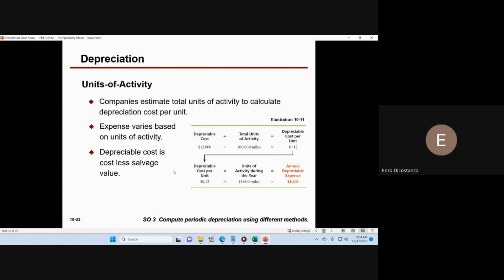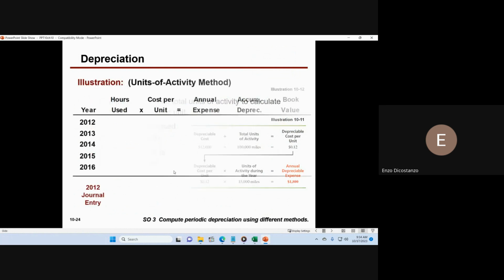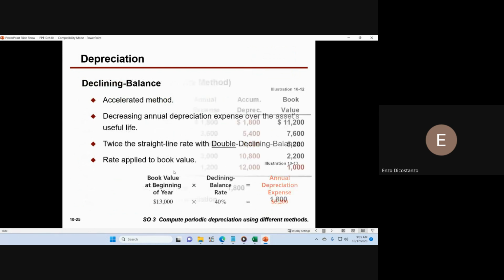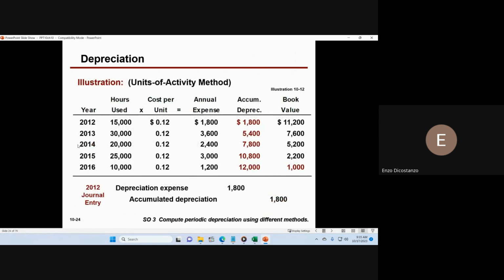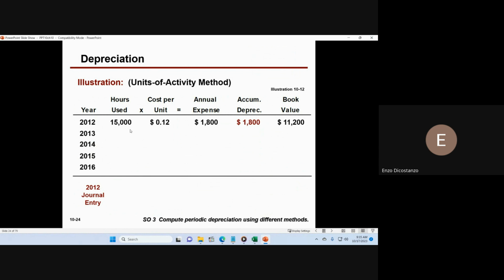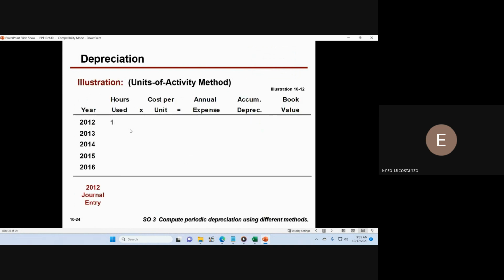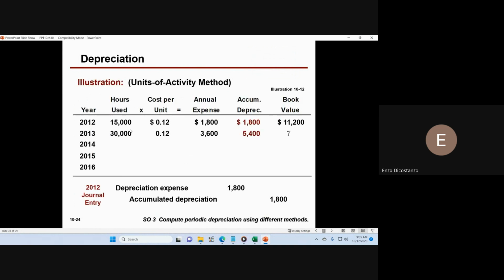Depreciable cost is the cost less salvage value. Expense varies based on units of activity. Companies estimate total units of activity to calculate depreciation per unit cost. And again, I think in class we already worked on this. So what you'll do is take the rate times the hours or the miles used. It says hours, but I think it's miles. Yeah, it's miles, 15,000. The book said hours, so a little bit of an error there with the book, but okay, it's miles used.